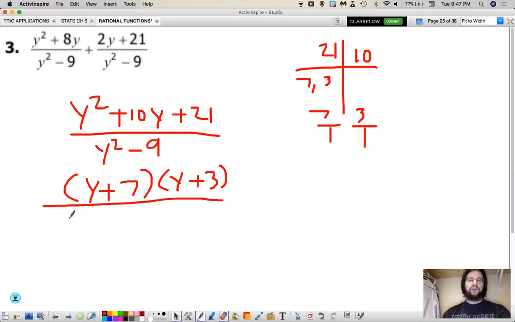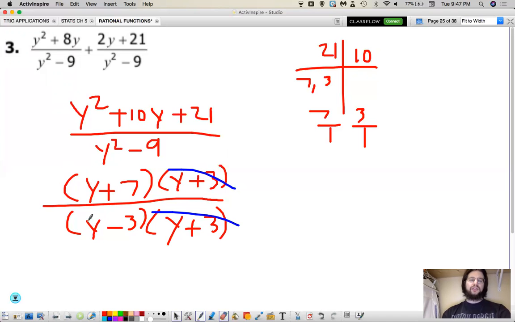Denominator is a difference of squares. Hope you recognize it. If you don't, get to recognizing them. Cancel what cancels. The y plus 3's cancel. Don't try and cancel the y's here. No, this is one thing right here, y plus 7 and y minus 3. Can't cancel the pieces. Just write it down and you're done. Y plus 7 over y minus 3.